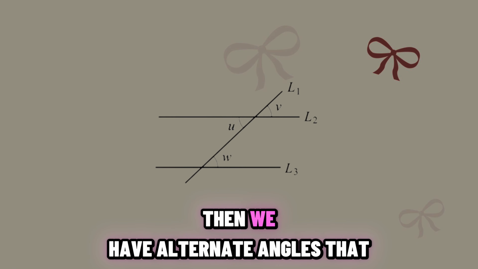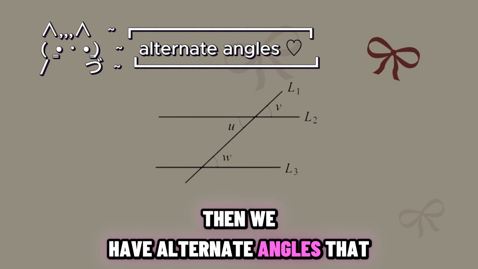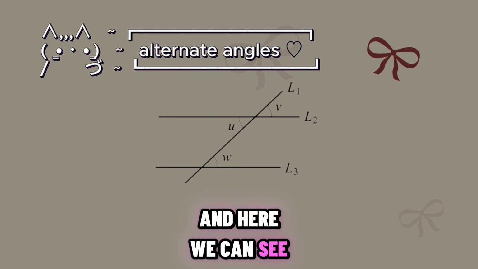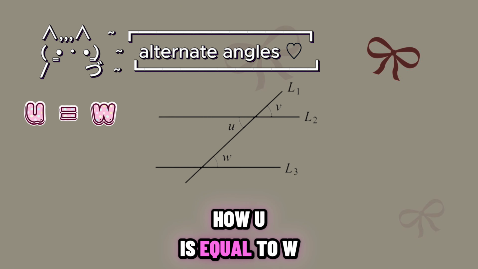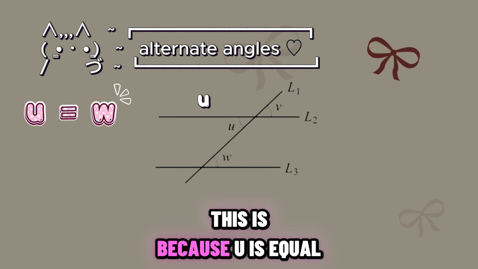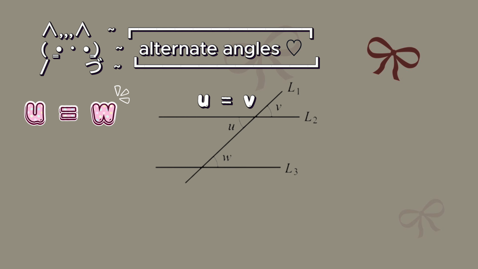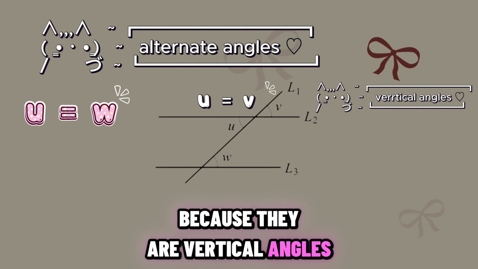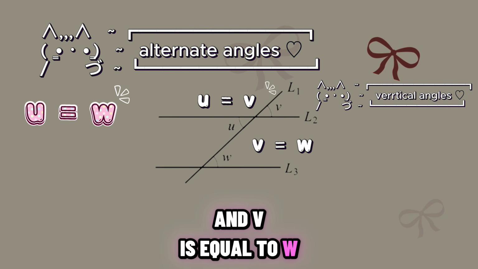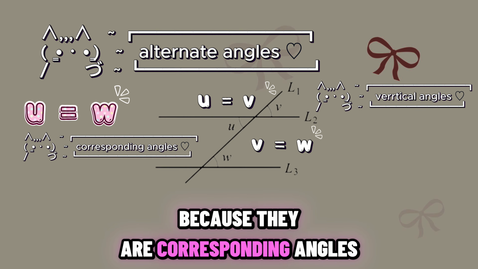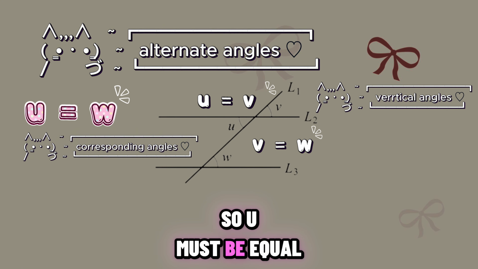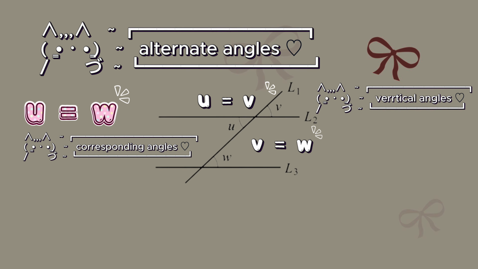Then we have alternate angles that are equal, and here we can see how U is equal to W. This is because U is equal to V, because they are vertical angles, and V is equal to W because they are corresponding angles. So U must be equal to W.